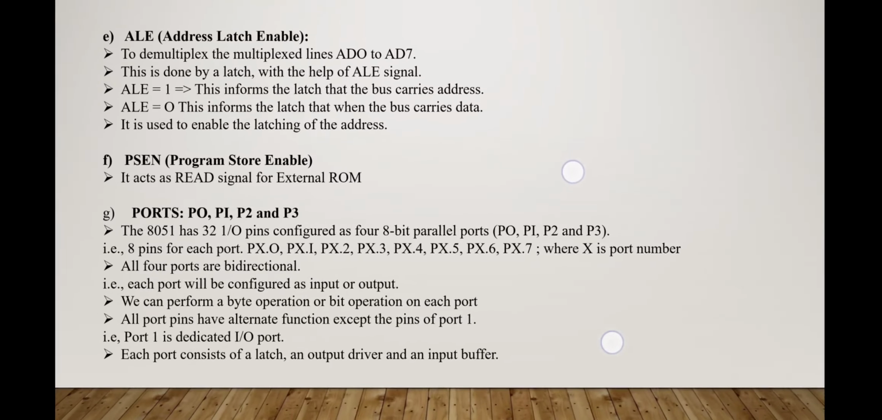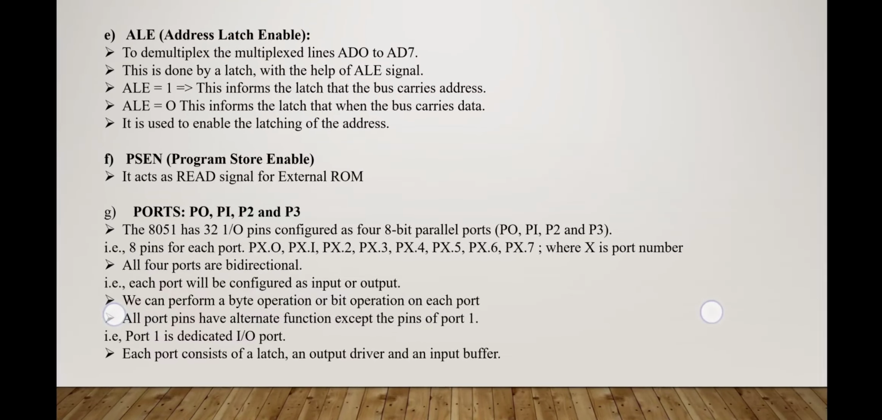Okay, then next are ports P0, P1, P2 and P3. The 8051 has 32 IO pins. They are configured as 8-bit parallel ports, P0, P1, P2 and P3. Each port has 8 bits. The 8 pins of each port are PX0, PX1, PX2, PX3, PX4, PX5, PX6 and PX7, where X is the port number. So X will be port 0, port 1, port 2 or port 3. All four ports are bidirectional, and each port can be configured as input or output. Okay, so each port is used as input or output.